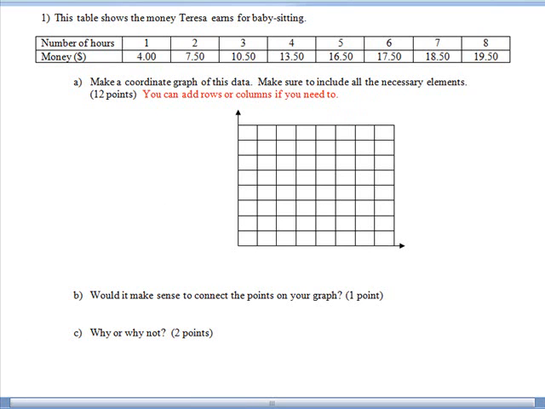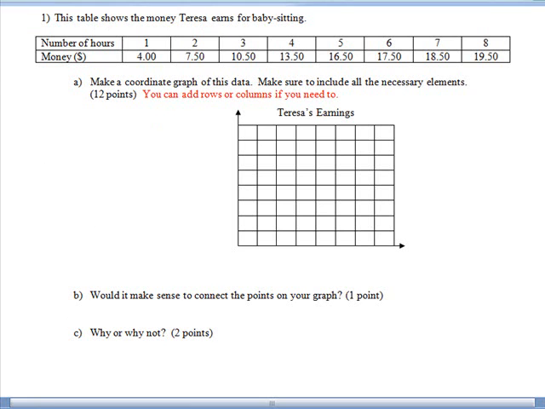Alright, in class we always discussed how we want to get the easy things out of the way. So we need to know what some of the easy things are. One of those easy things is a title. So what's going on here? The table shows the money Teresa earns for babysitting, so we could say Teresa's earnings as our title.